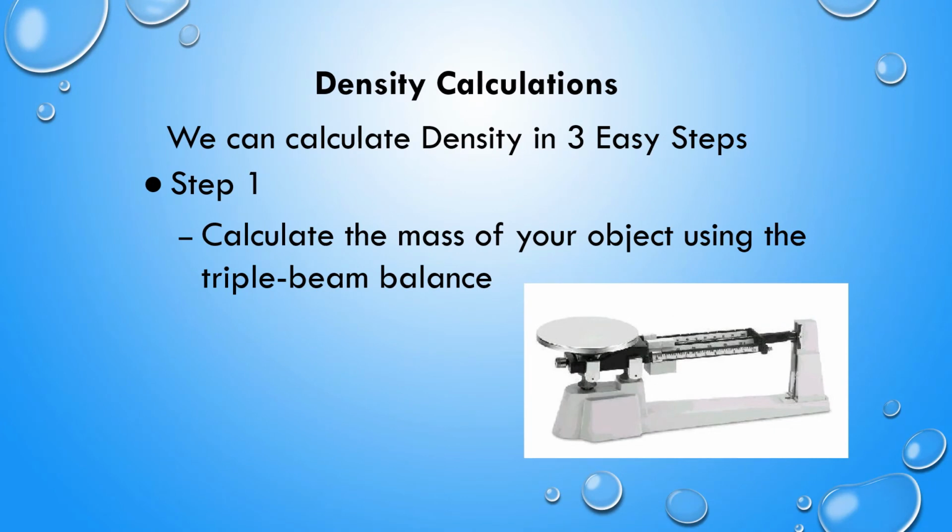To do the density calculations, we have 3 steps to undertake. Step 1 is to calculate the mass of your object using the triple beam balance. The object is placed on the pan and the slide is moved to and fro to achieve balance. Once there's a balance between the two, you read the given mass.